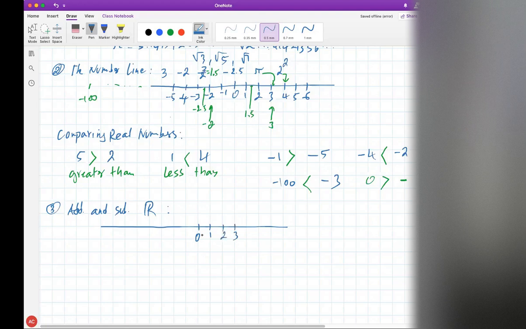The number line again has 0 in the middle. We have some positives, just like a ruler or measuring tape or whatever. It has a scale of some units here. So for example, on the other side, you have negatives.